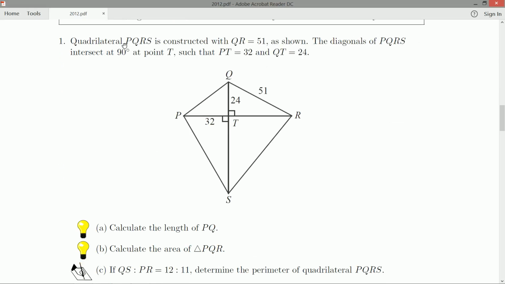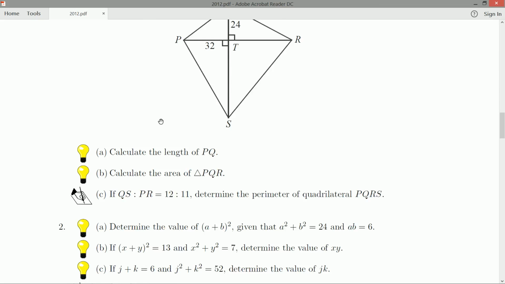We've got a quadrilateral PQRS. It's constructed with QR equal to 51 as shown, and the diagonals of PQRS intersect at 90 degrees at point T, so that PT is 32 and QT is 24. Okay, so I like that we've got some right angles here. It immediately makes me think, oh, I should probably use Pythagoras' theorem, figure out some of the other side lengths, and go from there. But that's just an immediate thought upon seeing right angles and lengths. I don't know if we actually need to do that.